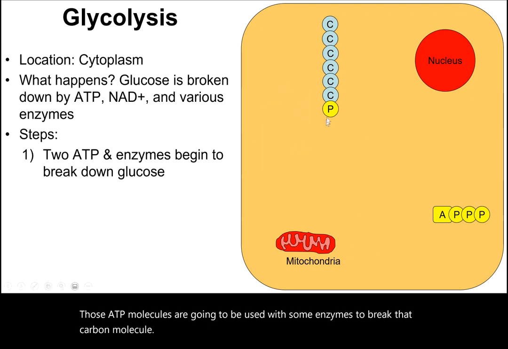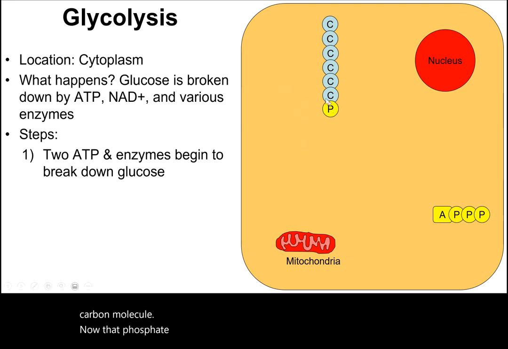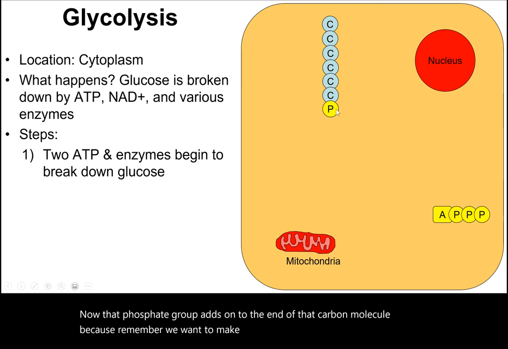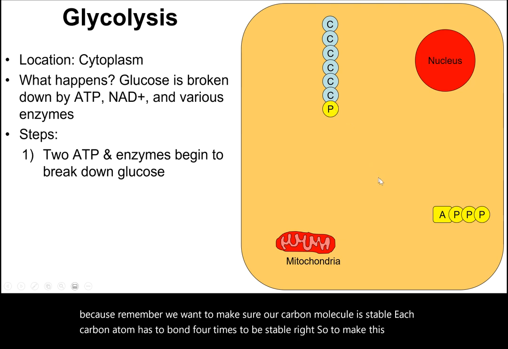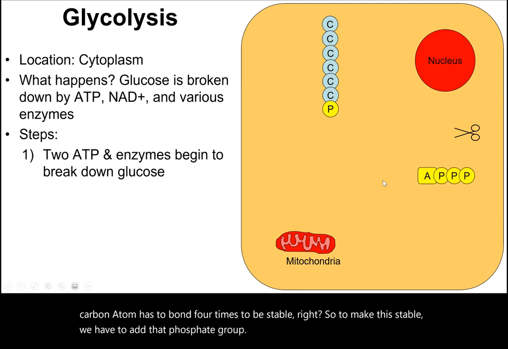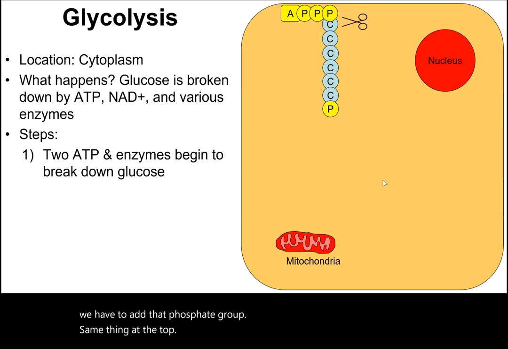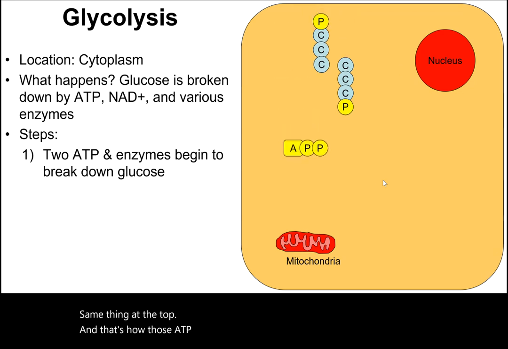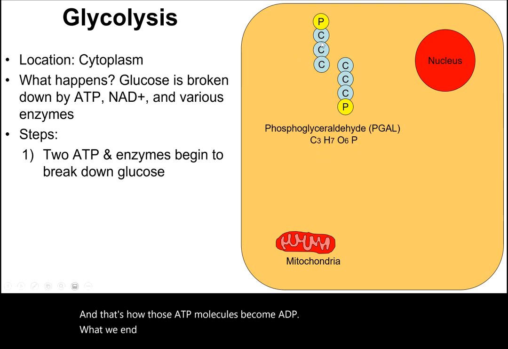Now that phosphate group adds on to the end of that carbon molecule because remember, we want to make sure our carbon molecule is stable. Each carbon atom has to bond 4 times to be stable, right? So to make this stable, we have to add that phosphate group. Same thing at the top. And that's how those ATP molecules become ADP. What we end up with are 2 3-carbon molecules called pGal.